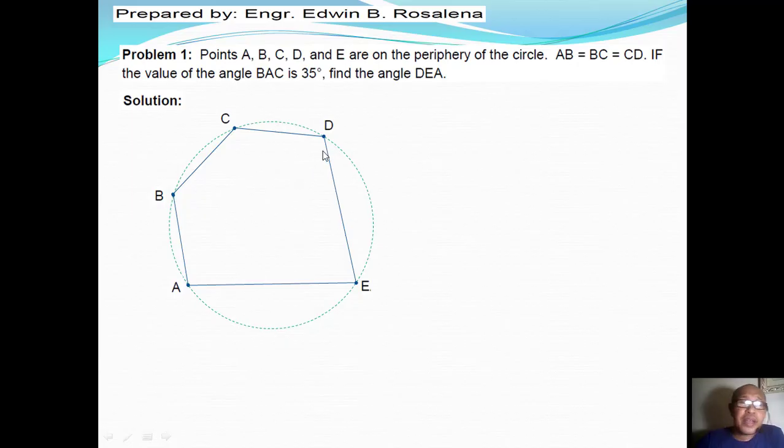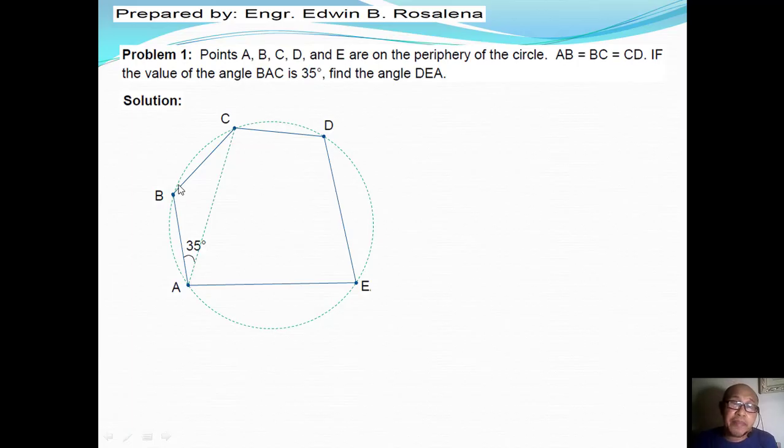Okay. So we are given angle BAC. So where is angle BAC? We will connect A and C by a line segment, and then this angle BAC is equal to 35 degrees. Okay, requirement. Find the angle DEA. So DEA. This angle here.